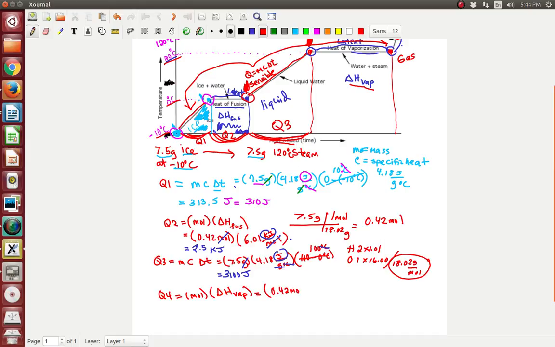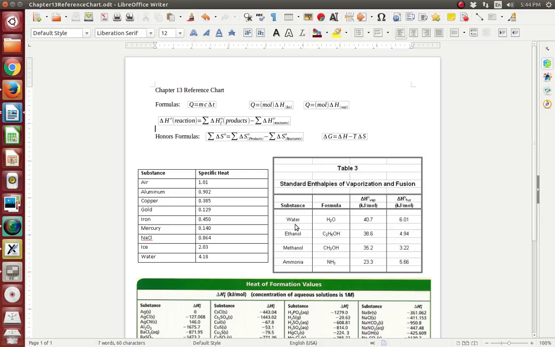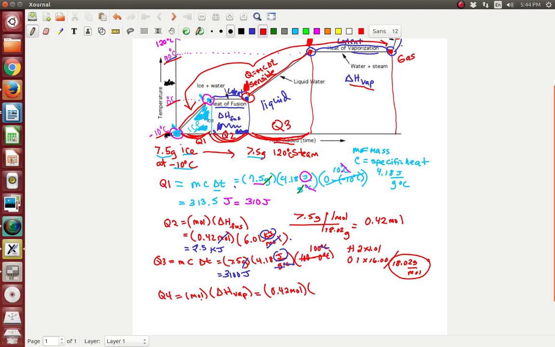The moles was 0.42 moles. And I'm going to look up the vaporization number on the chart. And this time it should be there. All right, water. Aha. Now there's the vaporization number, 40.7 kilojoules per mole. So let's go back and put that in, 40.7 kilojoules per mole. And now I just need to calculate that part out.